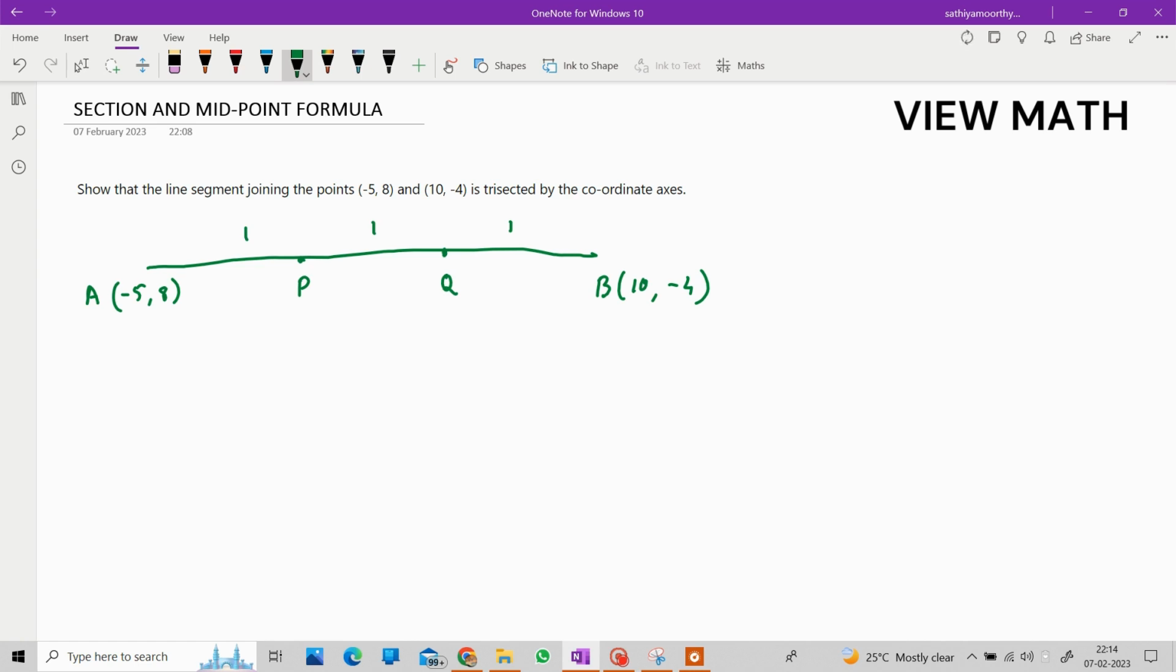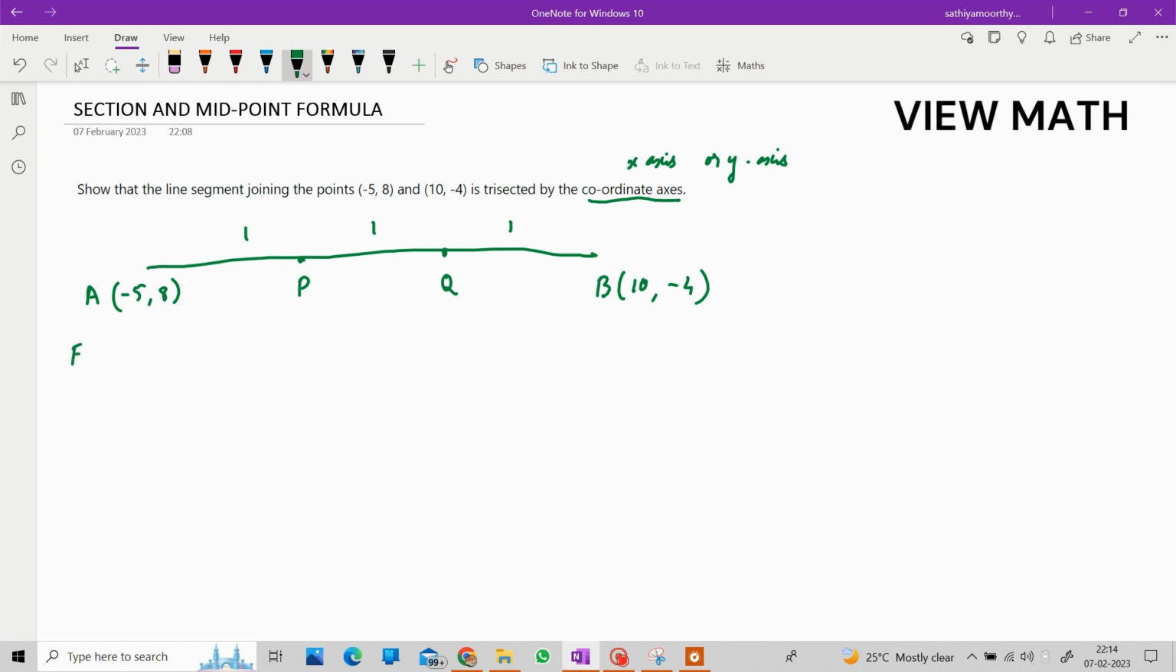Now what they're asking us to show is that it is trisected by the coordinate axes. That is, the points P and Q lie on the x-axis or y-axis. So first let me find out the coordinates of P and Q, and then let me check whether the points lie on the coordinate axes, that is, on the x-axis or the y-axis.